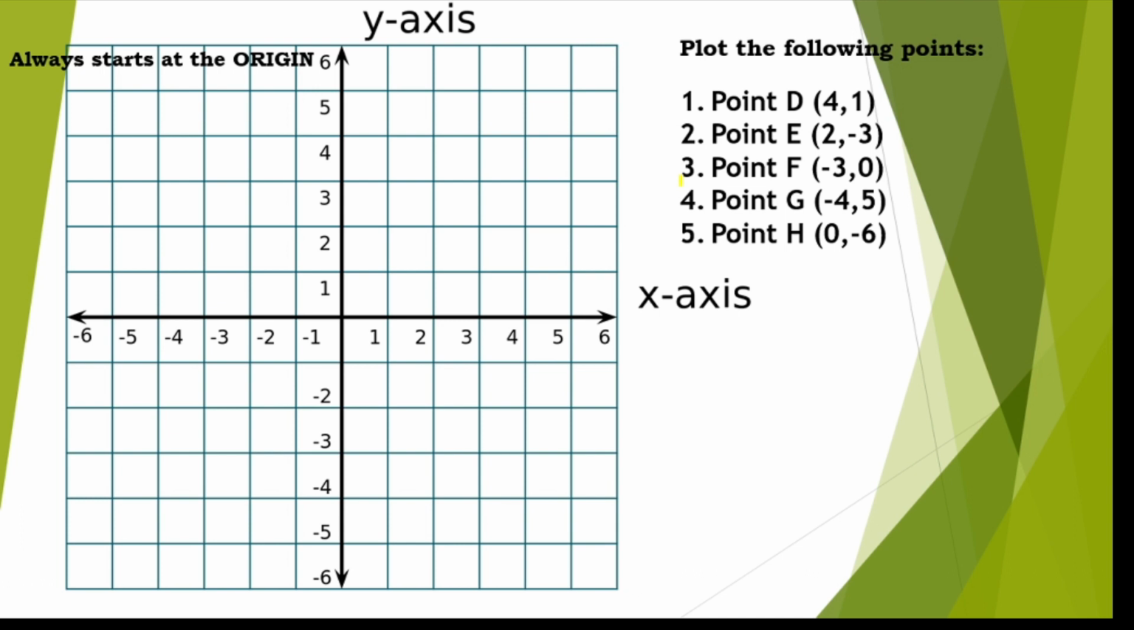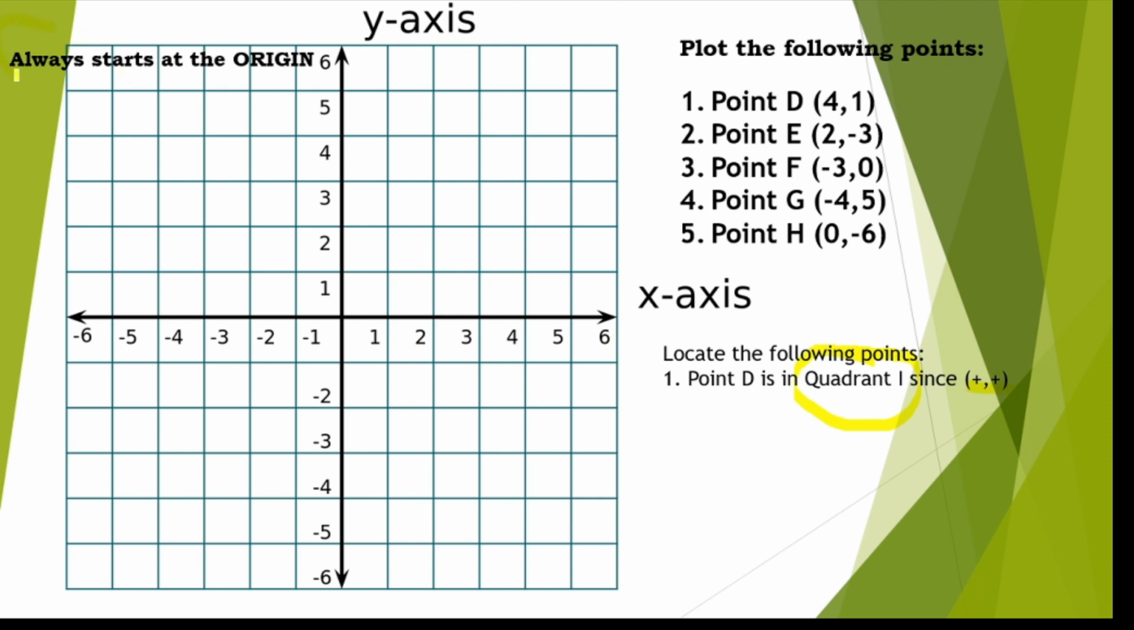Now, let us try to plot the following points, 1 to 5. So, let us start with number 1, point D, whose coordinates are 4, 1. So, before we plot the given point, let us try to locate on which quadrant we can locate point D. Anybody? Correct. We can locate point D on quadrant 1 since the sign of x and y are both positive. So, let us start to plot the given point.